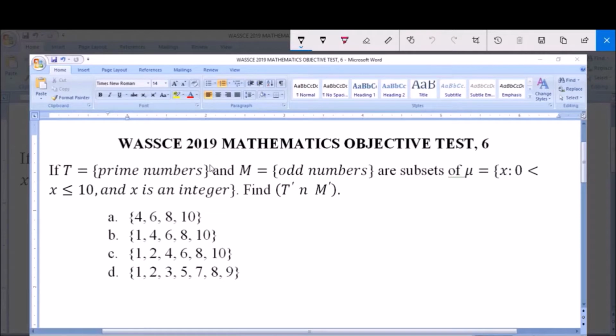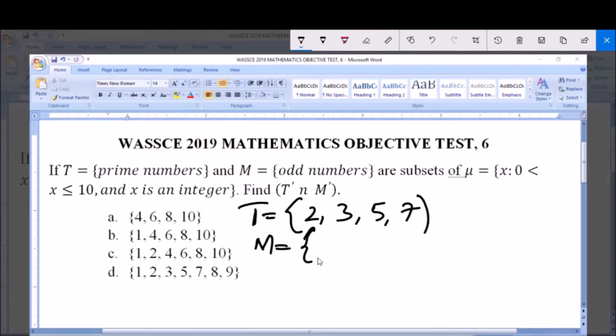Now T, like they said, is a set that contains all prime numbers between 0 and 10. From 0 to 10, what are the prime numbers? The prime numbers are 2, 3, 5 and 7. Now M is equal to what? Odd numbers between the same 0 to 10. And what are the odd numbers? We have 1, 3, 5, 7, and 9, sorry.